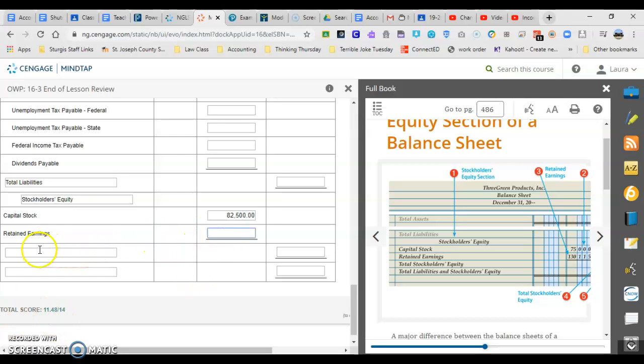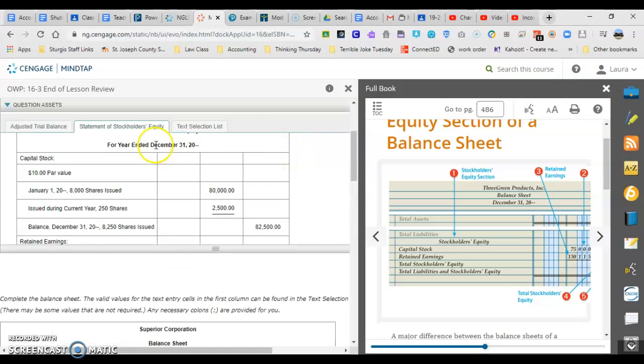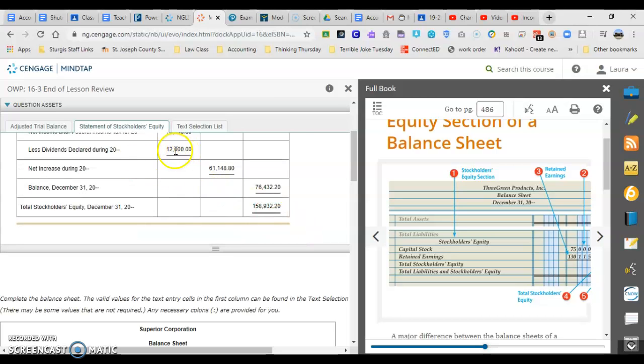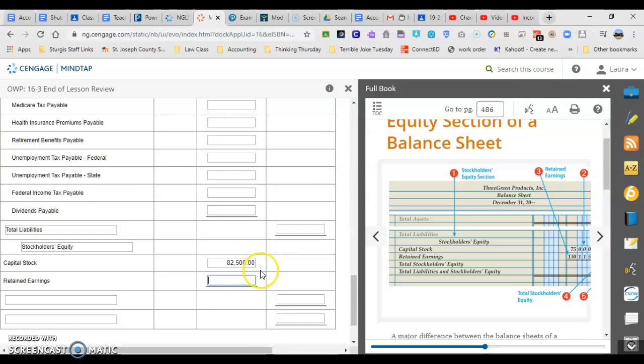Okay, then you want to put your updated value of retained earnings. So again, you go to your statement of stockholders' equity, where you calculated your new retained earnings by taking the beginning balance and adding your increase. You also had already subtracted your dividends. So your balance there is 76,432.20. And this will say total stockholders' equity, so you will add these two together.